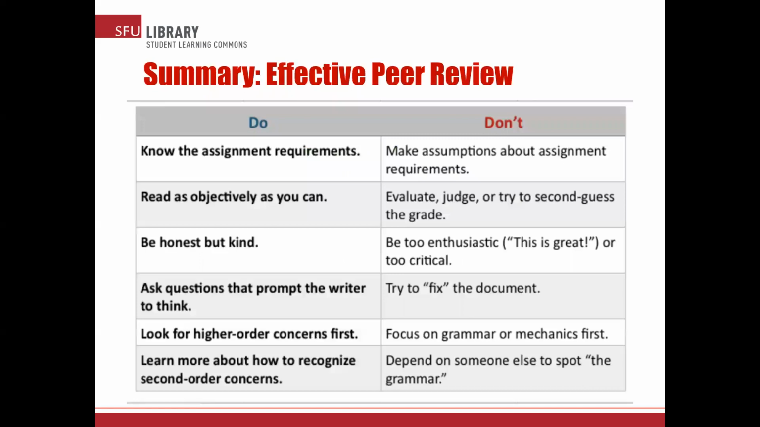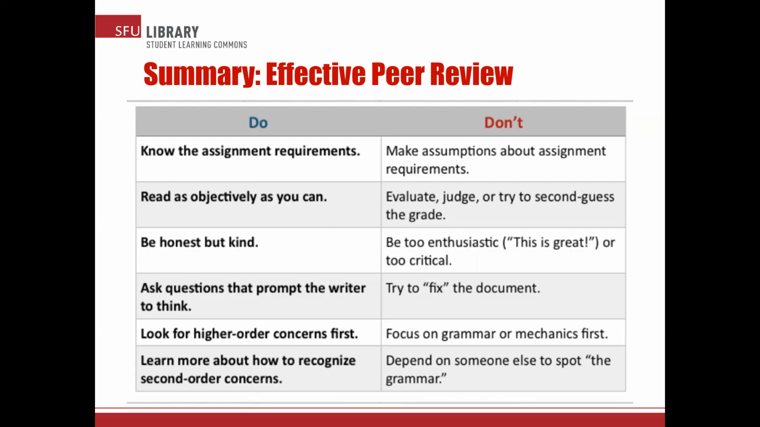Now that we've dealt with some of the myths surrounding peer reviews, let's get a better idea of what you should and should not do in order to engage in effective peer reviewing. First, it's very important that you, as a reviewer, know the assignment requirements and aren't making assumptions about what the requirements may be, as doing so could mislead the author. Second, reviewers should try to read the piece of writing as objectively as they can rather than judging, evaluating, or trying to second-guess the grade. Don't think about what grade the assignment will receive, but rather focus on how the draft could be improved as a unified piece of writing.